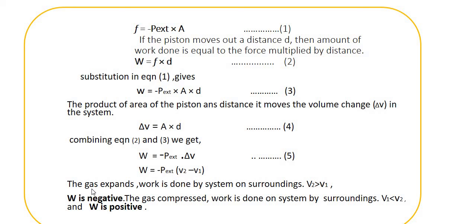So we know that when the gas expands, work is done by the system on the surrounding, that is V2 is greater than V1, so W is negative. When the gas is compressed, work is done on the system, V2 is less than V1, and W is positive. So this is the important equation for work when an external force is applied and change in volume takes place. So these are the points discussed in today's lecture.